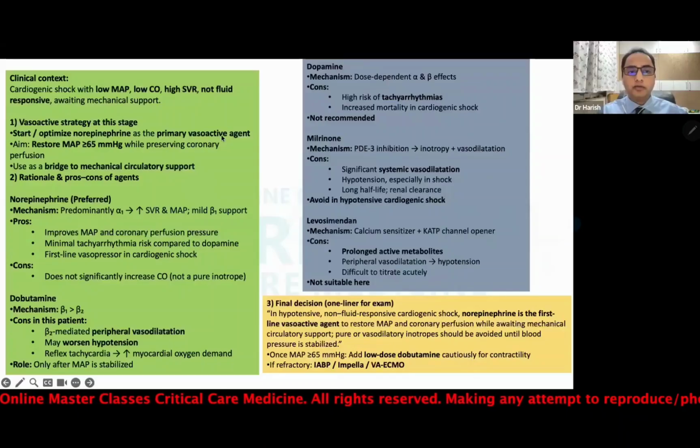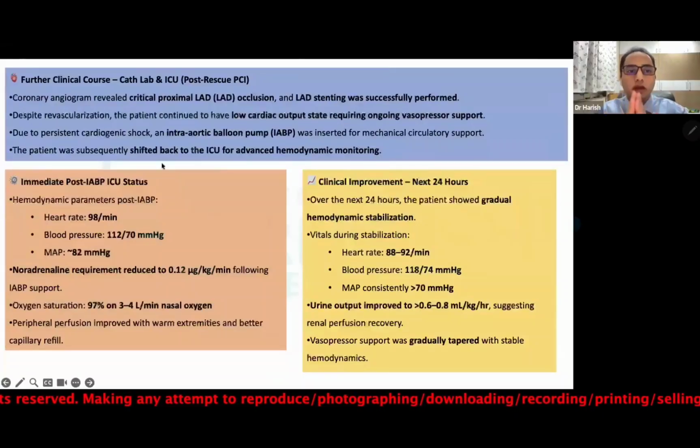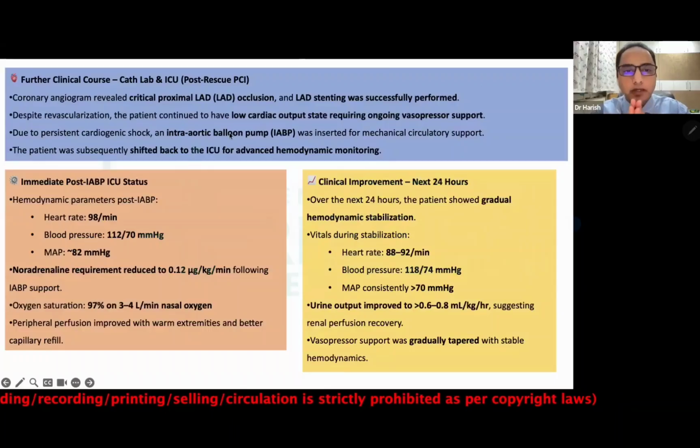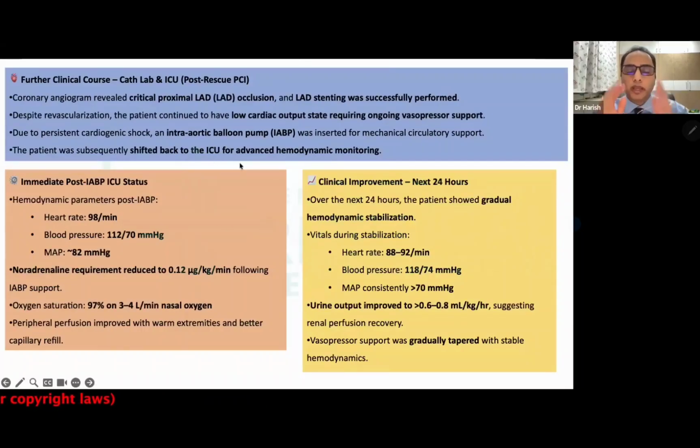If refractory, then we need to go for a mechanical circulatory device: IABP, Impella, or veno-arterial ECMO. Further clinical course: we did an angio, which shows critical proximal LAD occlusion. LAD stent was performed successfully. Because the patient has a low cardiac output state with increasing vasopressor support, IABP was considered, and the patient was shifted back to the ICU with advanced hemodynamic monitoring with IABP.